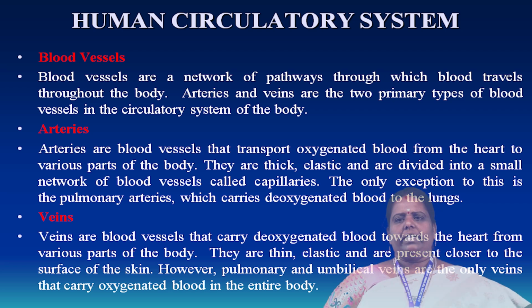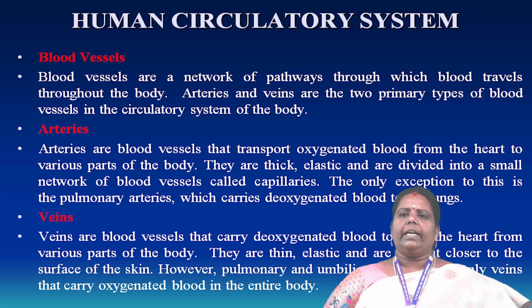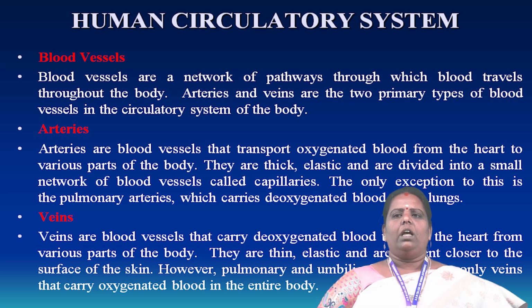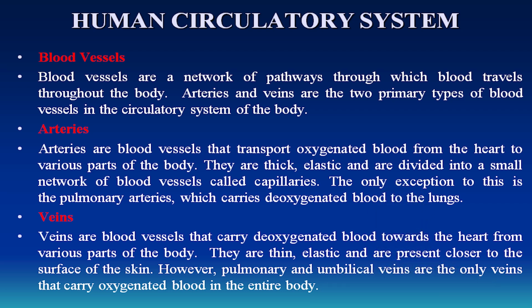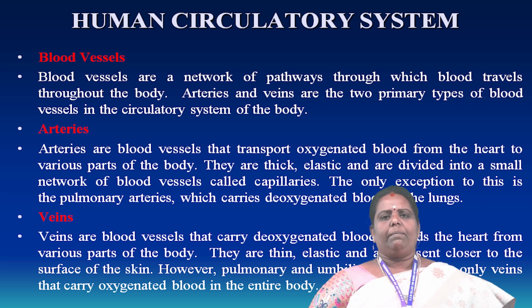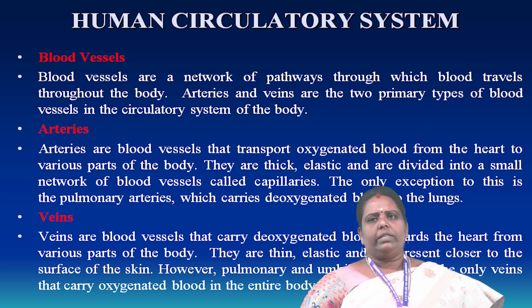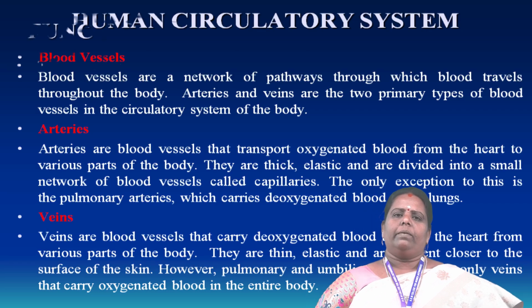After that, the veins. Veins are blood vessels that carry deoxygenated blood towards the heart from various parts of the body. They are thin, elastic and present closer to the surface of the skin. However, the pulmonary and umbilical veins are the only veins carrying oxygenated blood. Now, what is the role of the umbilical vein? The umbilical cord carries oxygenated blood from the mother to the young one. That is called the umbilical vein.